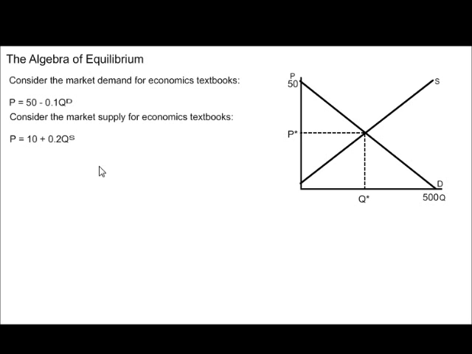If I look at my supply equation, the only relevant piece of information right now for me is that it has a vertical intercept of 10. So I know a couple of different things, right? If I put those pieces of information into my graph, I know that my price, my P star, the value that I'm looking for, I'm hoping for it to be somewhere between 10 and 50. And Q star, I'm hoping for it to be somewhere between 0 and 500.